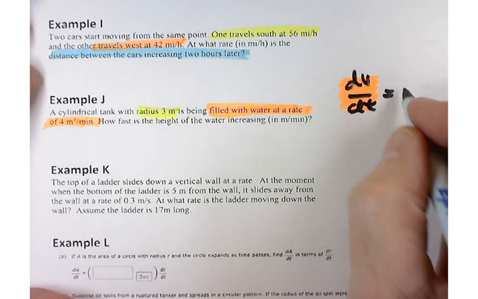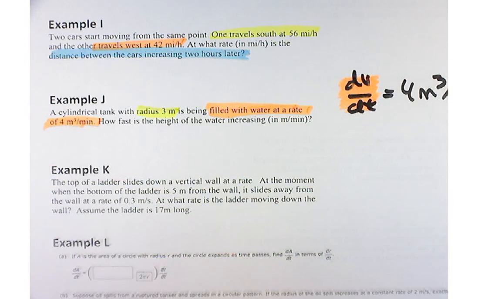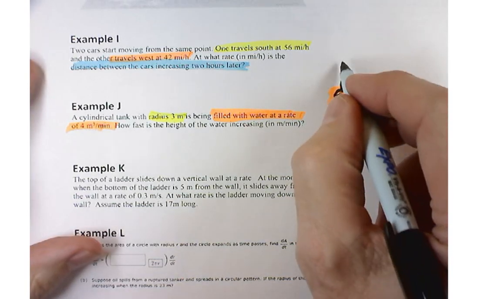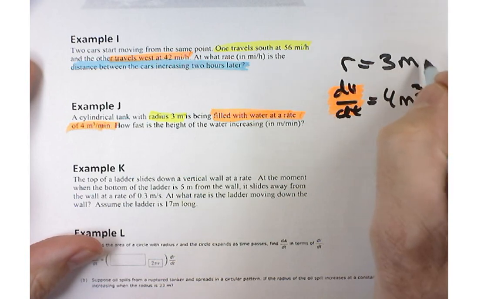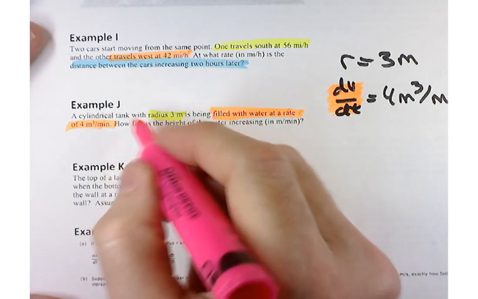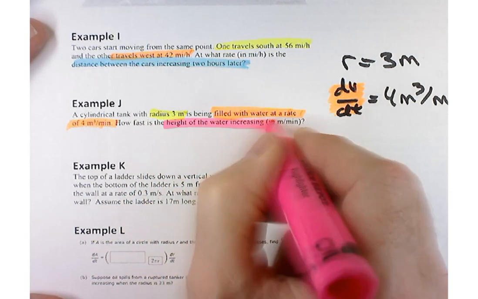So that's going to be 4 cubic meters per minute. That's a lot of water. Let's see. The radius is 3, so R equals 3. That's in meters. How fast is the height of the water increasing? All right, well, we've got another quantity here: the height of the water increasing.